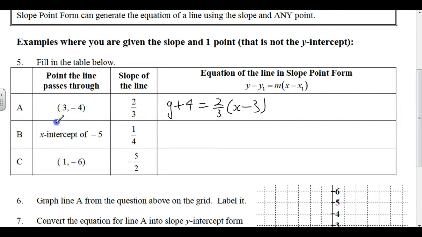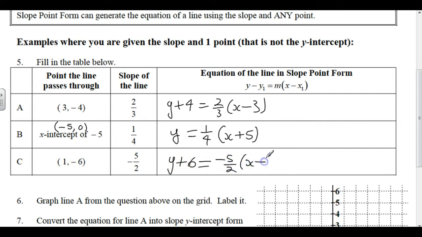An x-intercept of negative 5 tells us the x value is negative 5, the y value is 0. So y minus y1, which is 0, so we don't bother with that, is equal to m, 1/4, times x minus negative 5, so that's x plus 5. Y plus 6, right? Y minus negative 6 is y plus 6, is equal to negative 5 halves times x minus 1.